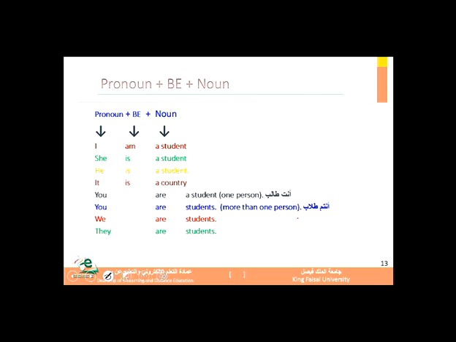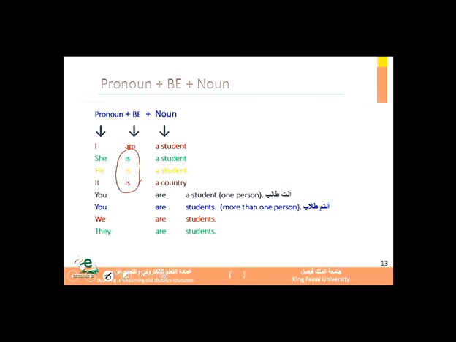So this is the pronoun in English, and this is how the verb to be changes. Then they are also followed by another noun. So pronoun, then verb to be, then noun. Pronouns, verb to be, and nouns. I am a student. So the pronoun I would take am. She, he, it, the three of them will have is.